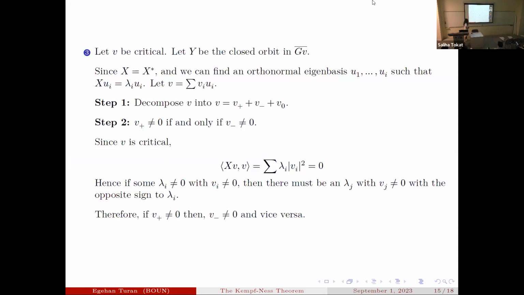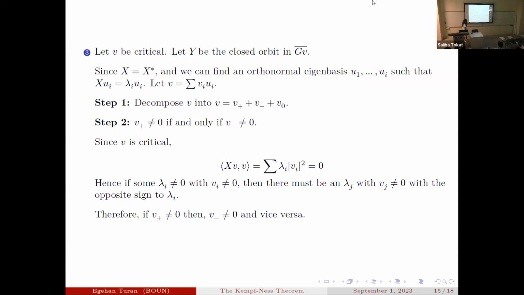Now I'm ready to prove the last part of my statement, the Kempf-Ness theorem. First of all, let v be critical and Y be the closed orbit in its orbit closure. Then since X is Hermitian, I can find an orthonormal eigenbasis of X, and let the associated eigenvalues be lambda_i. Then I can decompose V into this basis, and further decompose it into three parts: V plus, V minus, and V zero. V plus is the part coming from positive eigenvalues, V minus is the part coming from negative eigenvalues, and V zero is the part coming from the zero eigenvalue of this decomposition.